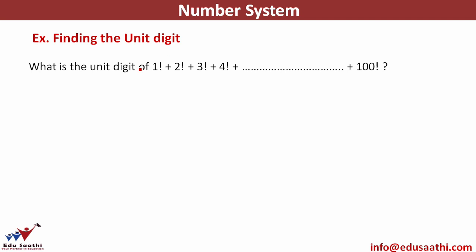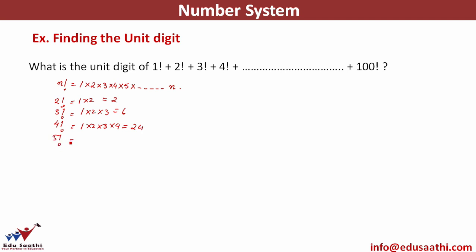So if I look at it, I hope you understand what is factorial of a number. Factorial is you multiply all the natural numbers starting from 1 to that number. So if I'm finding out 2 factorial, it will be 1 into 2. If I'm finding out 3 factorial, it will be 1 into 2 into 3. 4 factorial, 1 into 2 into 3 into 4. So the value would come out to be 2, 6, 24. 5 factorial is 1 into 2 into 3 into 4 into 5, which is 120.